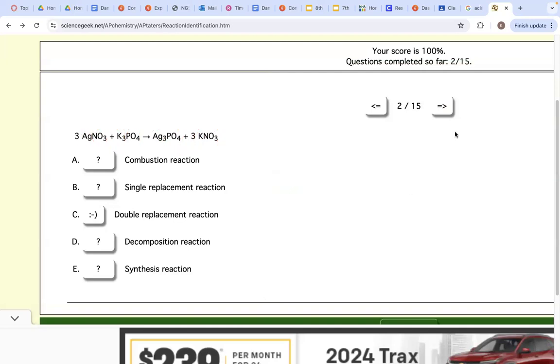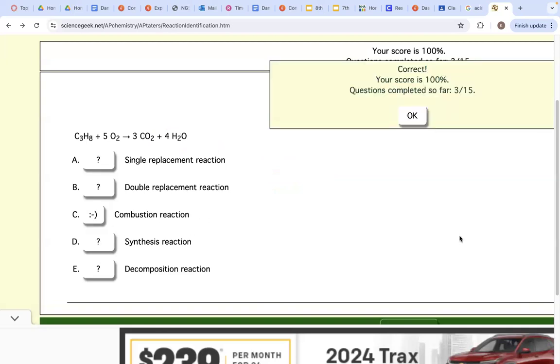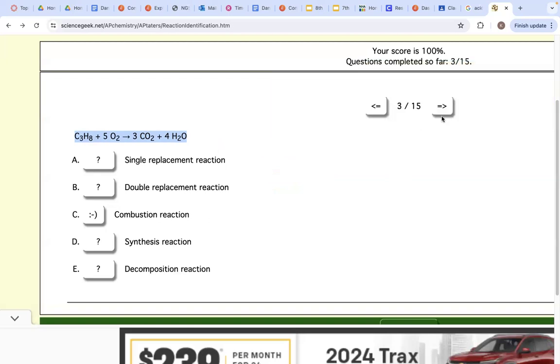All right, we'll do maybe one or two more. Okay, this one, I'm just gonna tell you, is combustion. I kind of glossed over combustion because they're hard to identify, and I saw that it wasn't on the exam, so I'm just gonna gloss over this one. This one's combustion too.